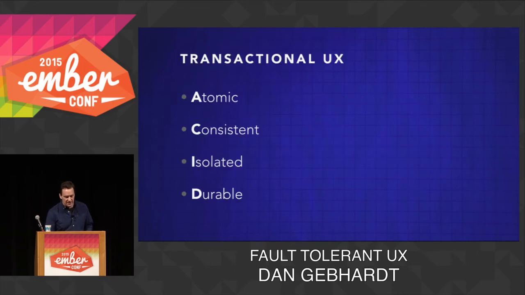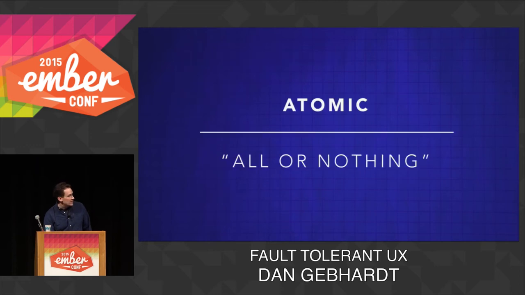Much like a database has to operate transactionally in order to be reliable, it needs to have these characteristics in order to reliably commit data. Transactions must be atomic, consistent, isolated, and durable. This is the so-called ACID test for a transaction's reliability. Atomic means that transactions must be all or nothing.